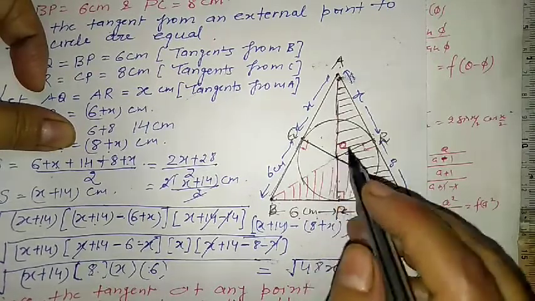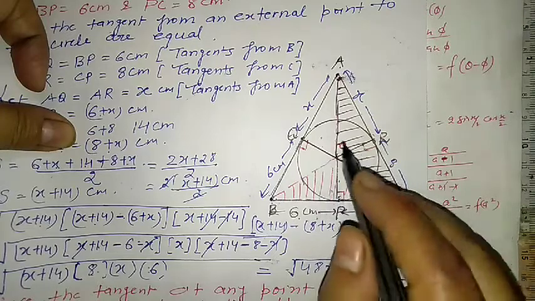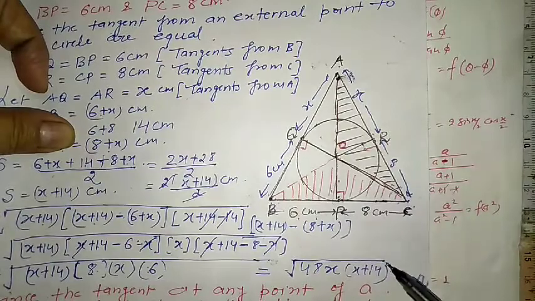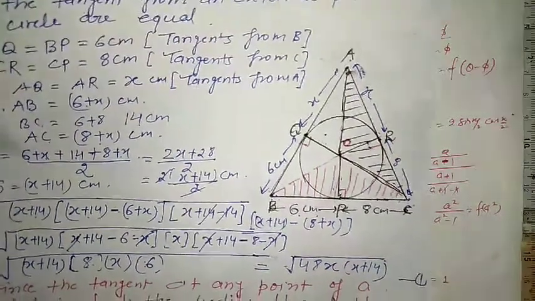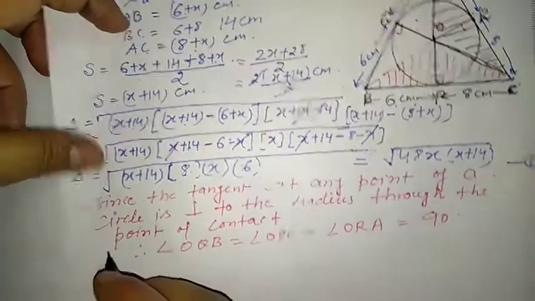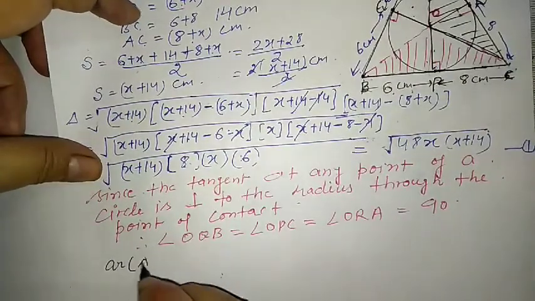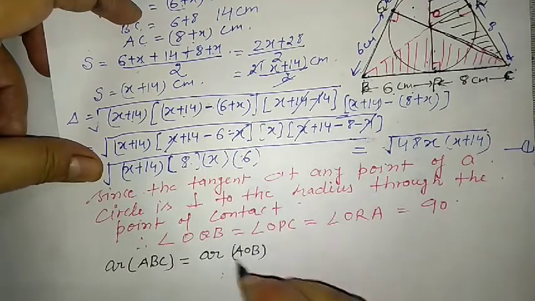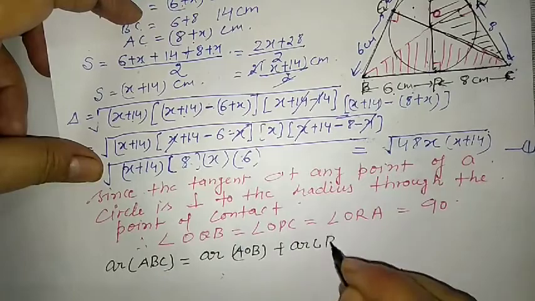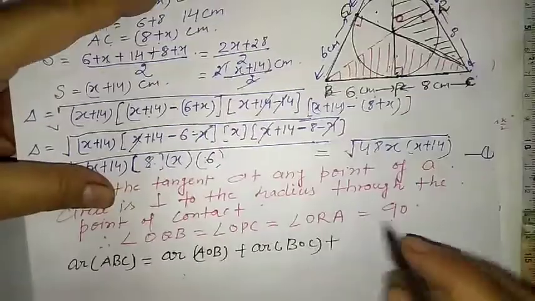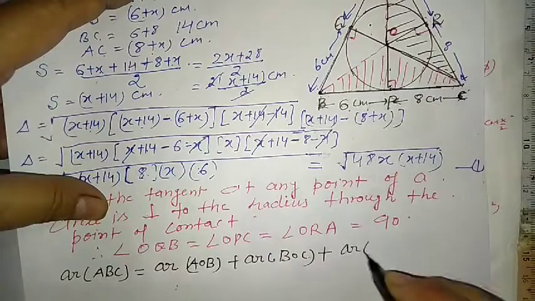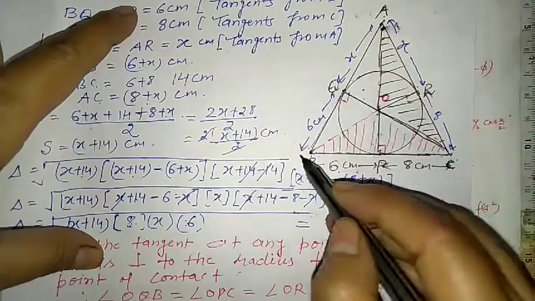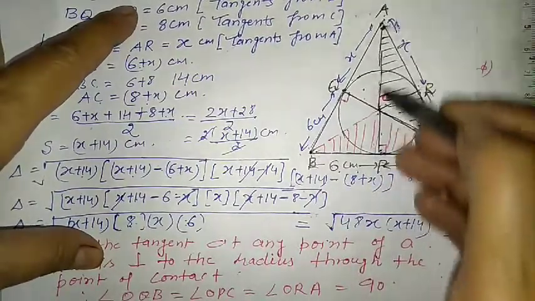So the sum of the areas of these three triangles will be equal to the area of this triangle. So now we are going to find the area of triangles. So we can write here, area of ABC is equal to area of AOB plus area of BOC plus area of AOC. This we have taken. This is AOB, BOC and AOC.